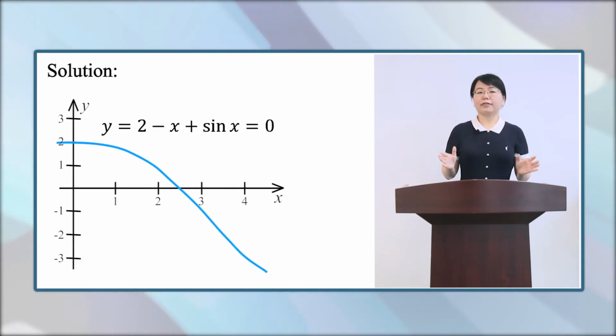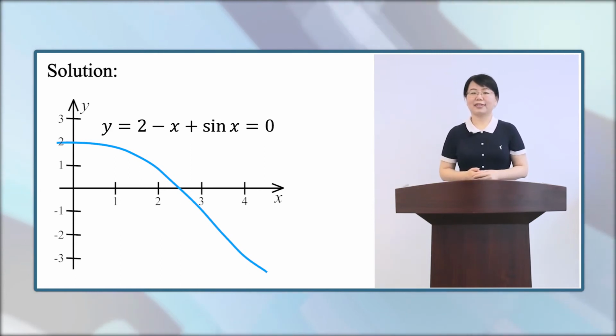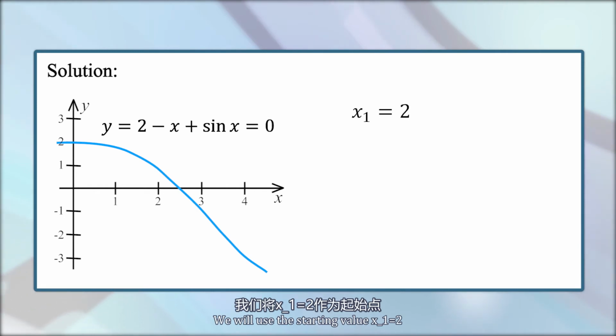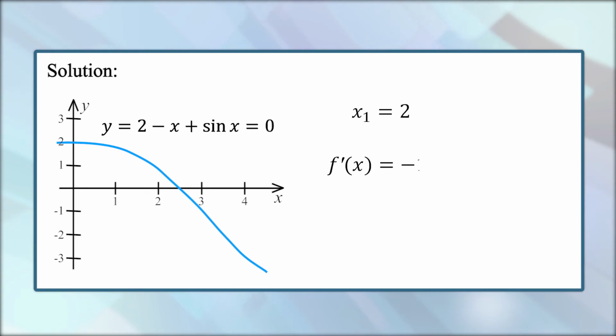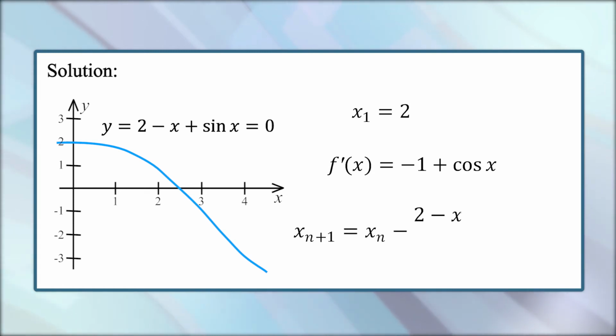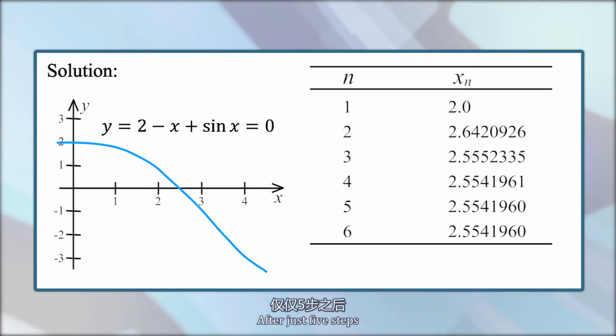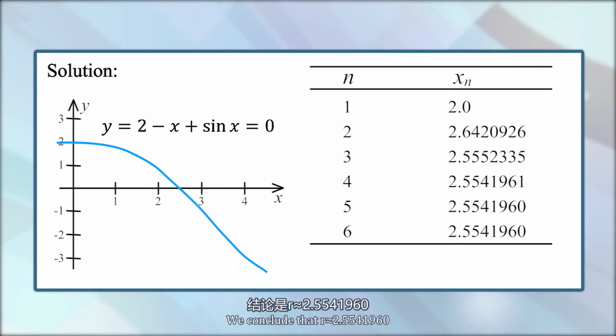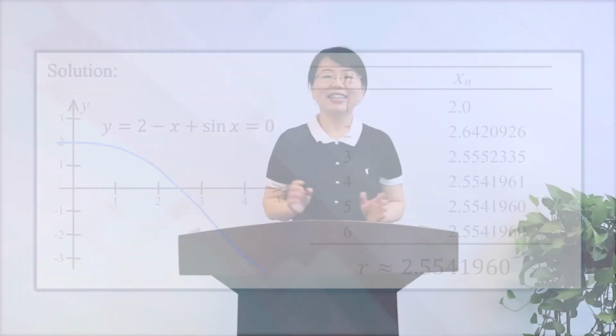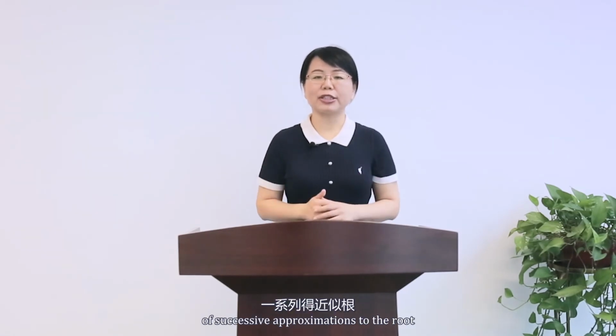So the graph of the function is shown in this figure. We will use the starting value x1 = 2, since f'(x) = -1 + cos x. Then we have x(n+1) = xn - (2 - xn + sin xn)/(-1 + cos xn), which will lead to the following table. So the table is like this. And after just 5 steps, we get a repetition of the 7 digits after the decimal point. We conclude that r is approximately equal to 2.5541960.